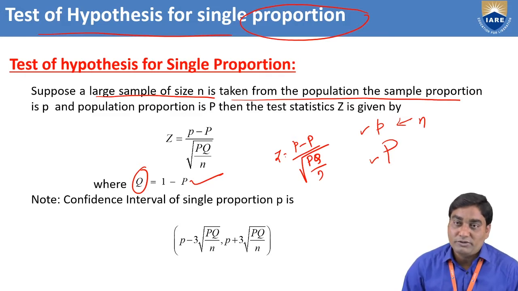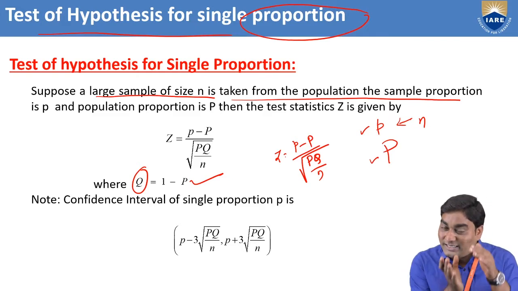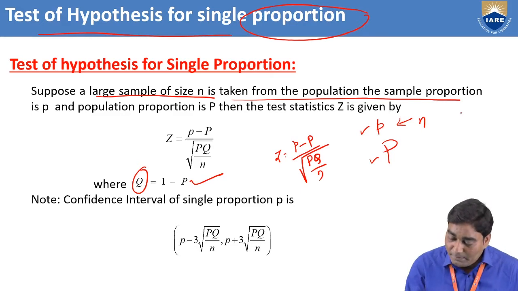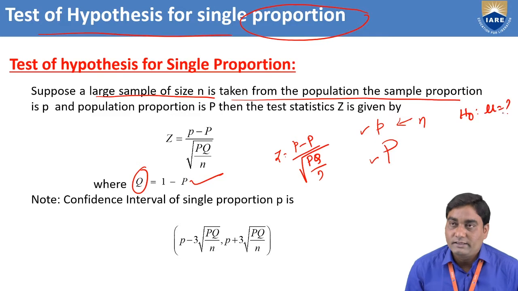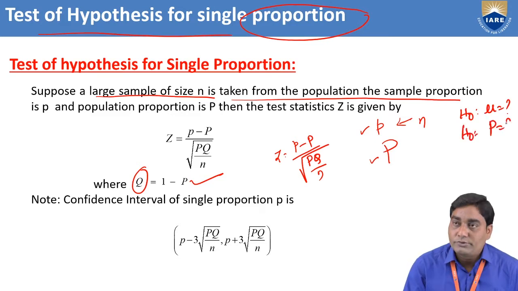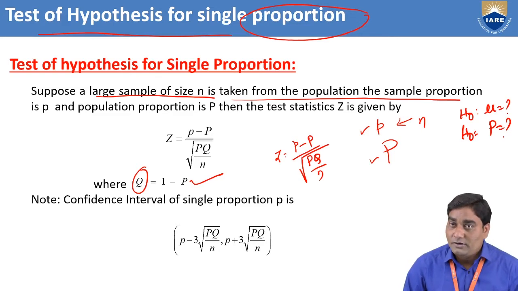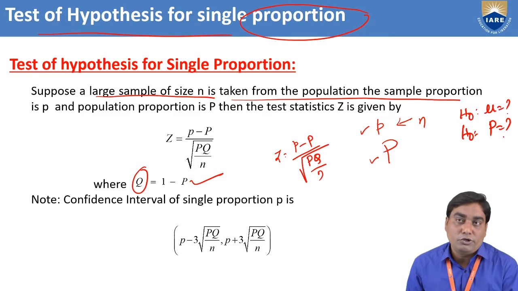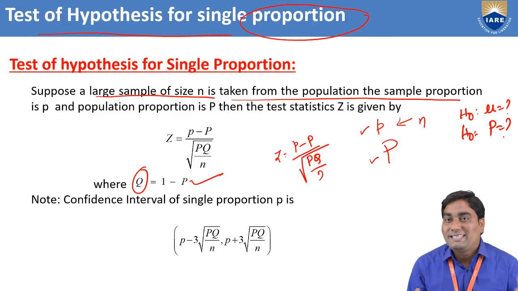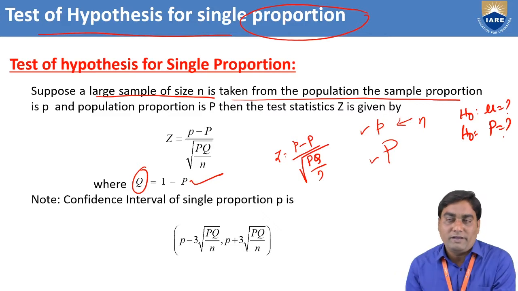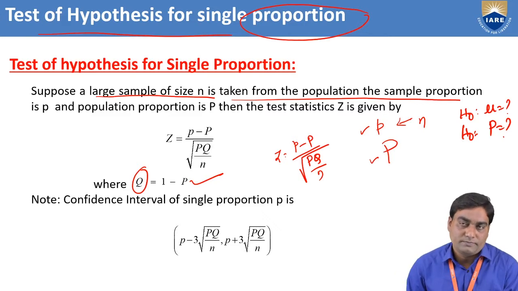There, in test of hypothesis for single mean, we are going to test whether the sample came from the population. The sample mean only we are testing. In the null hypothesis, there we tested mu equal to something. Here we are going to test capital P equal to something, discussing only the proportion, the sample proportion. What a proportion is, we discussed in the previous slide. In test of hypothesis for single mean, we discussed only the mean concept. Here we are going to discuss the proportion concept. That is the difference between test of hypothesis for single mean for large samples and similarly test of hypothesis for single proportion for large samples. Right?